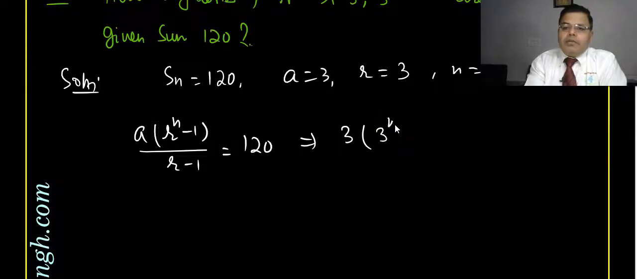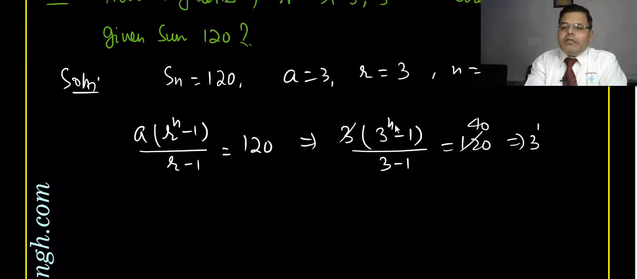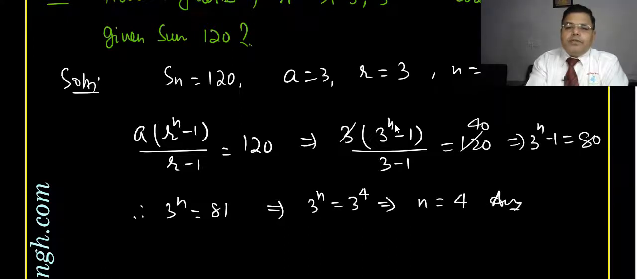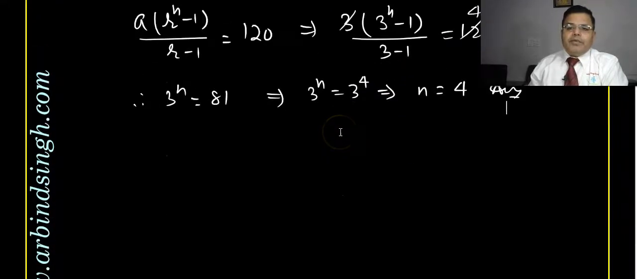3 into 3 to the power n minus 1 upon 3 minus 1 is 120. So this cancels, 40 times, and this is 2. So 3 to the power n minus 1 is equal to 2 multiplied by 40, which is 80. Therefore 3 to the power n is equal to 81, and that is 3 to the power 4, so n is equal to 4. So only 4 terms are needed to make the sum 120. I hope you got it.